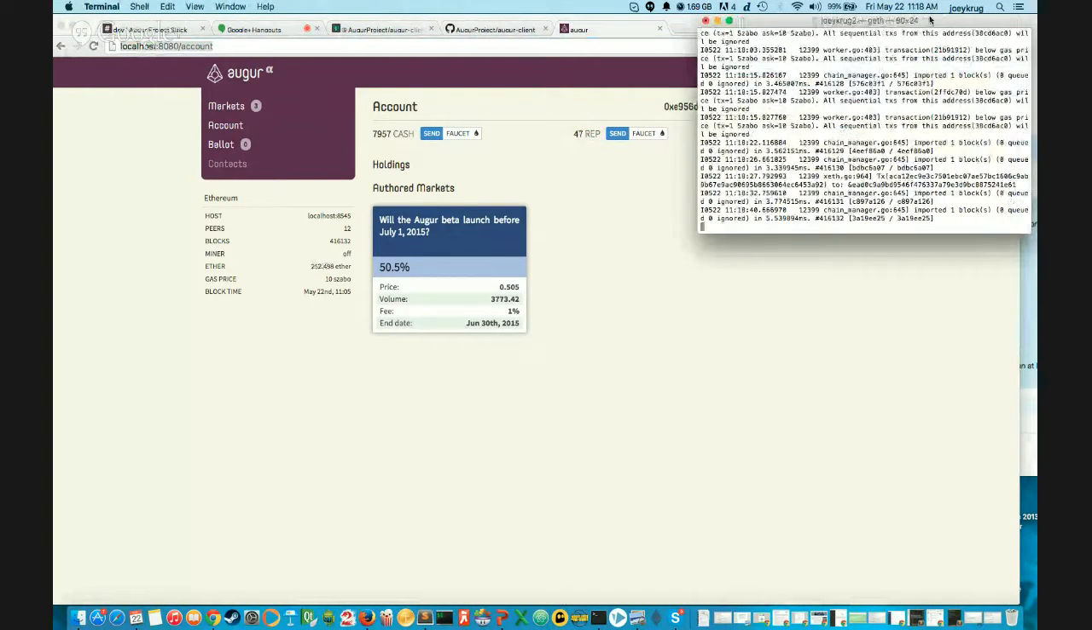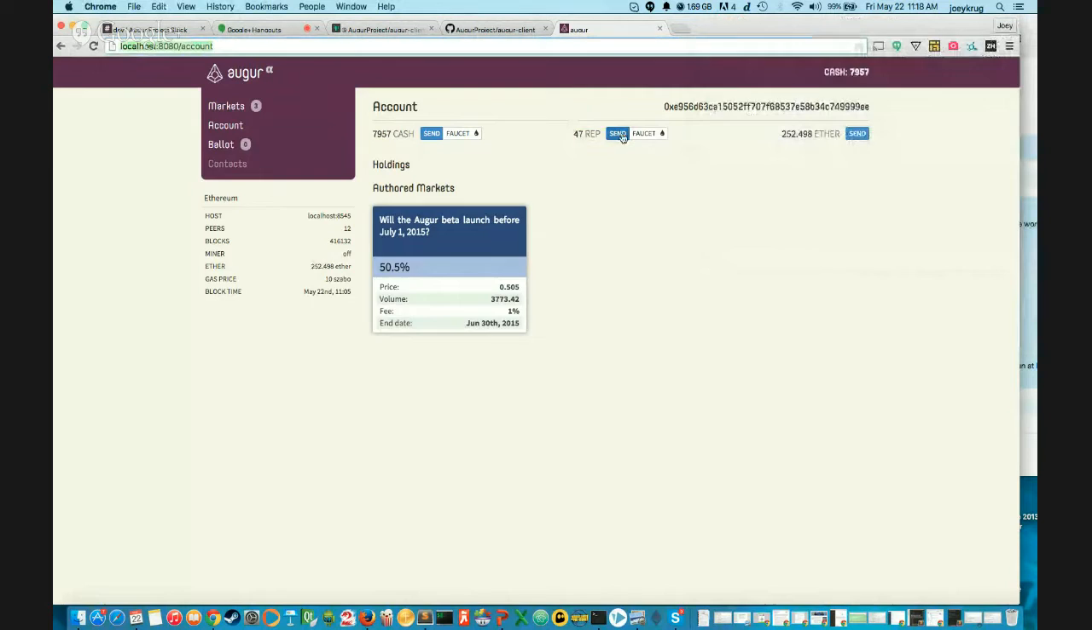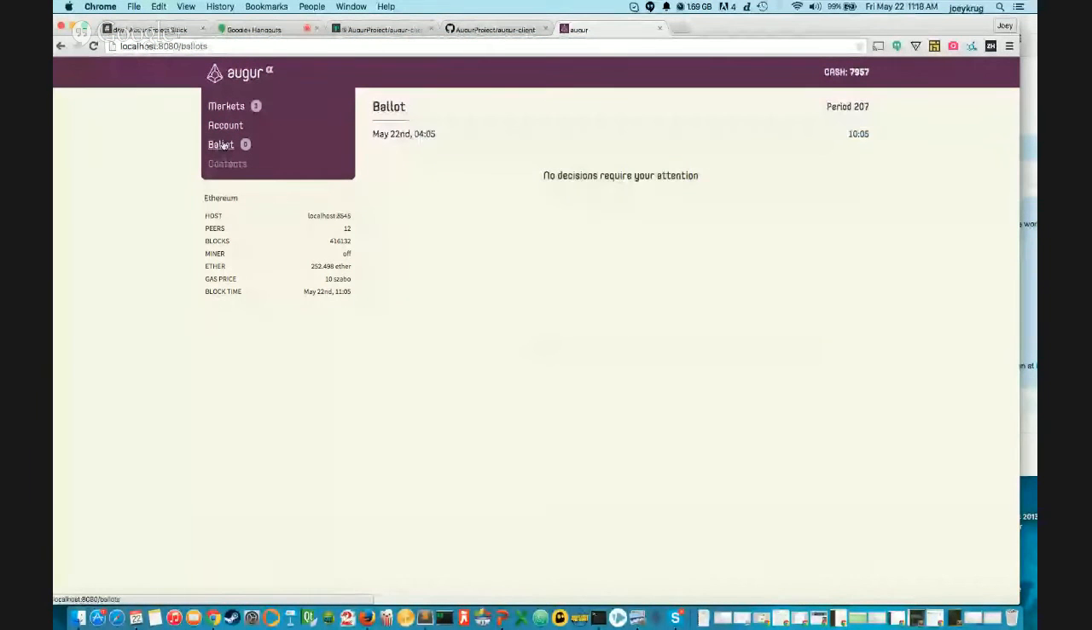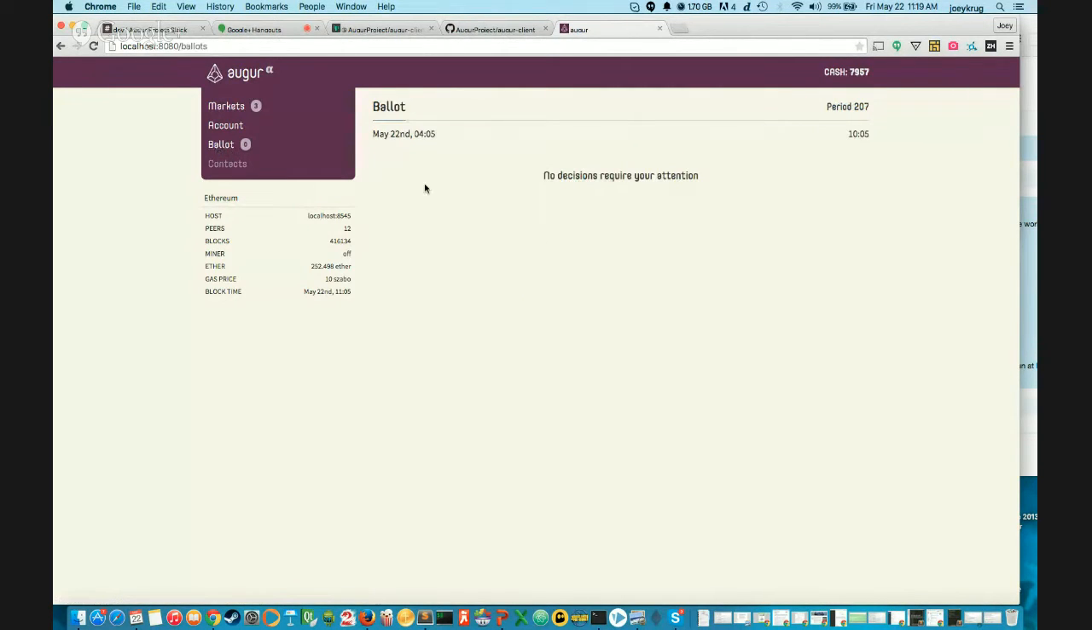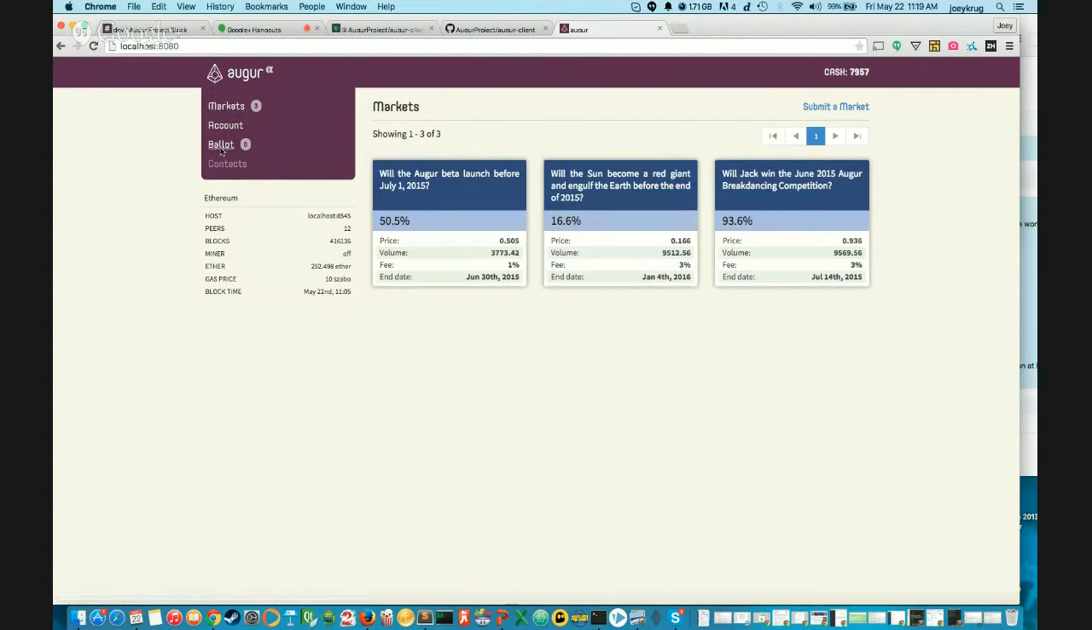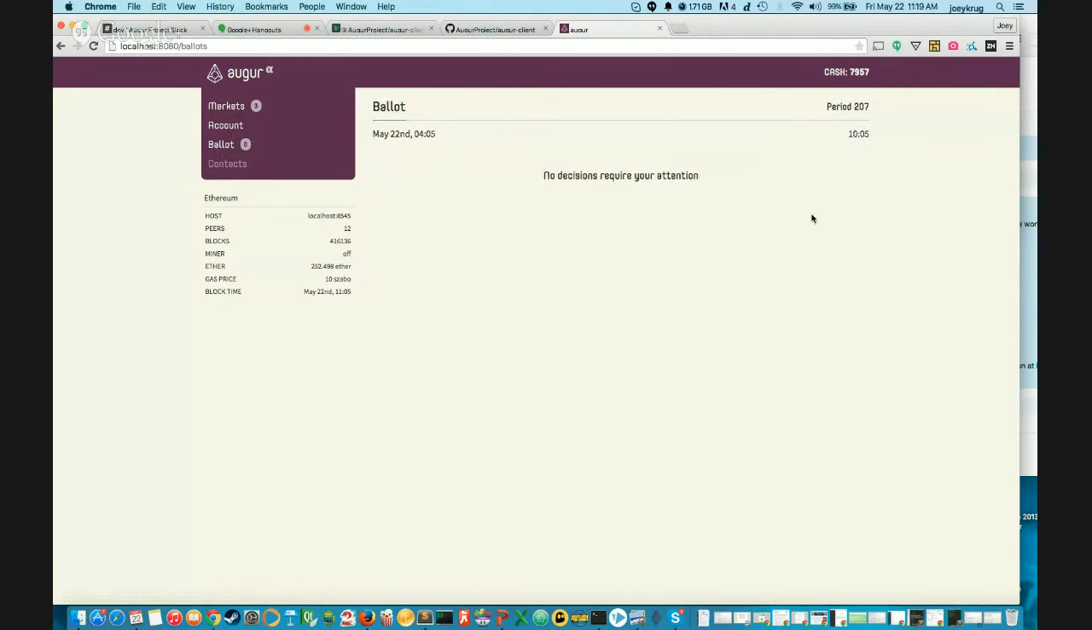And so now I have 47 rep. Let's see, there's nothing up to vote on right now. But if there were an expired decision, basically what would happen is it would appear in here. So let's take the Sun market, for example. After trading's closed, you need to decide how the payout's going to happen. Did this actually happen or not? And so you'll go to the ballot. It'll say, did the Sun actually engulf the Earth? And you'd obviously report no. You'd submit your ballot.